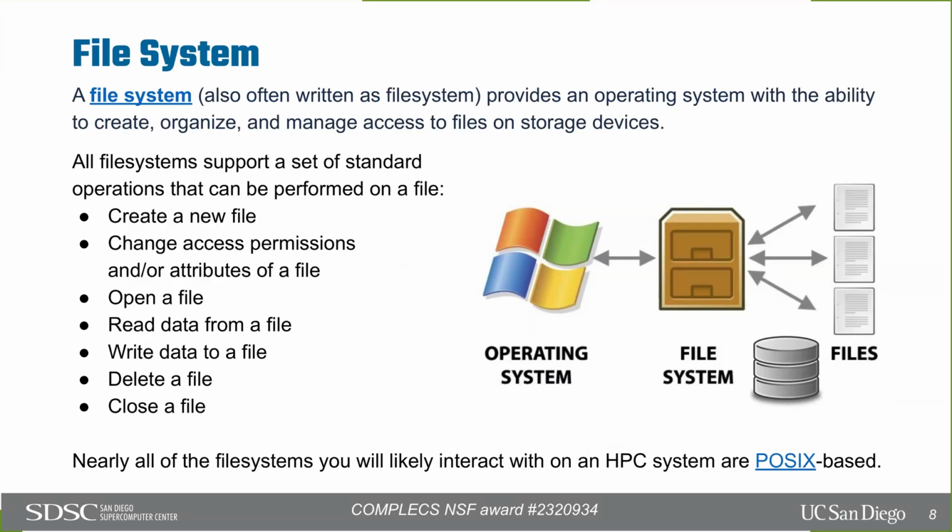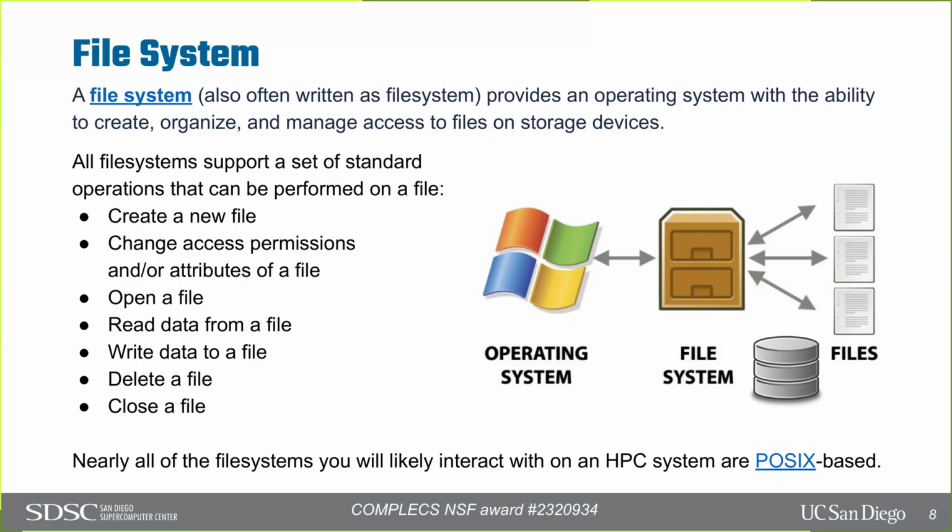So what is a file system? A file system is effectively the software that the operating system you're working with is using to organize those files on the storage devices. So kind of a little cartoon here: that file system really sits between the operating system and the physical nature of the storage, and the files and how they're stored on that physical medium.